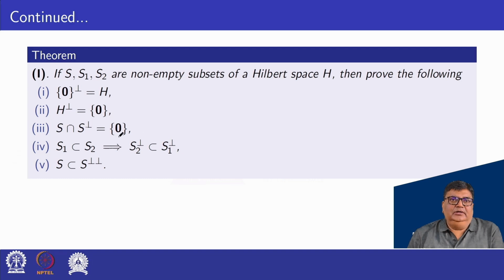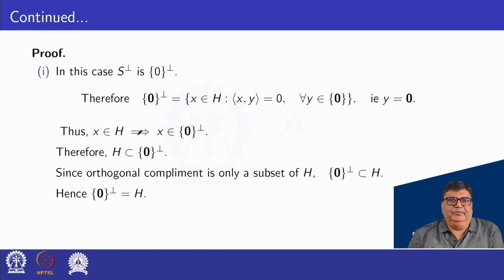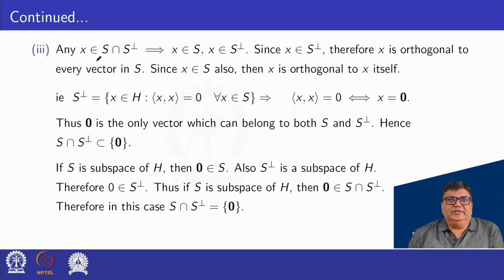Third, S intersection S perpendicular is the singleton set 0. We have to prove it. Take any X belonging to S intersection S perpendicular. This implies that X is an element of S and X is an element of S perpendicular also. Since X belongs to S perpendicular, X is orthogonal to every vector in S. Since X belongs to S also, X is orthogonal to X itself.